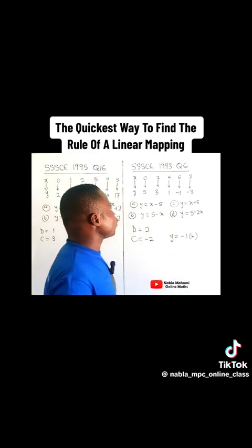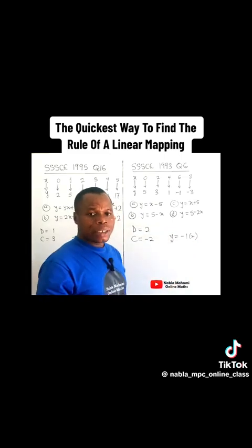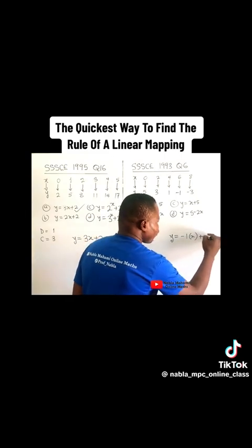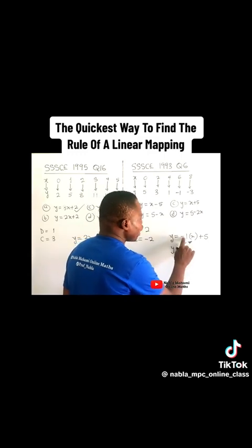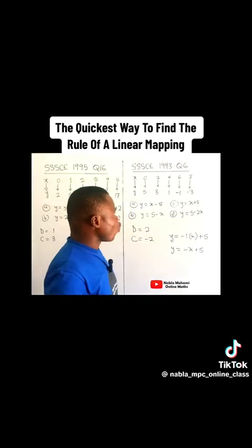Then after that, I'll pick one of these values. Let me just pick 0. If I put 0 here, 0 times -1 is 0. But what is below 0 is 5. So I have to add 5 to that. So to write it clearly, I will now have y equal to -1 times x, which is -x, plus 5. So this is the rule for the mapping.